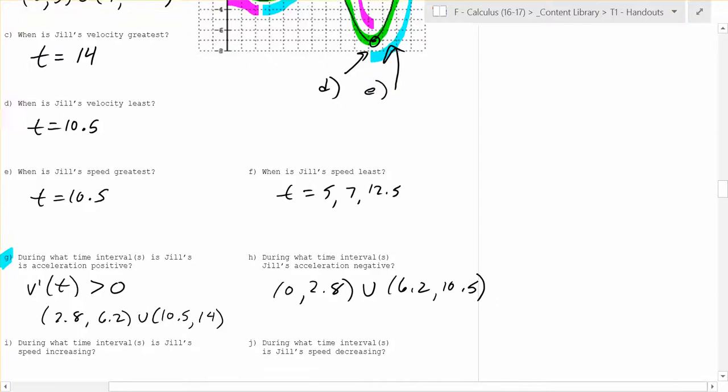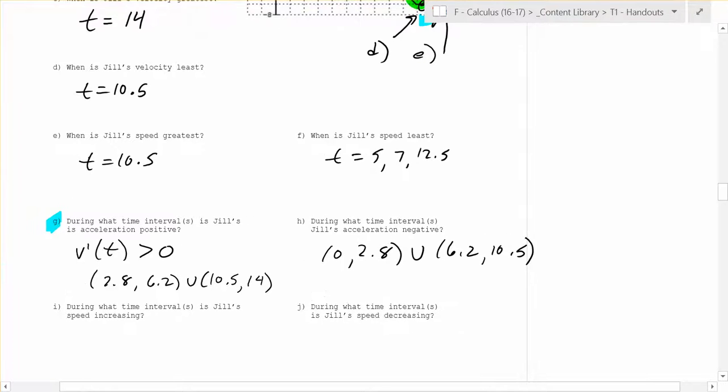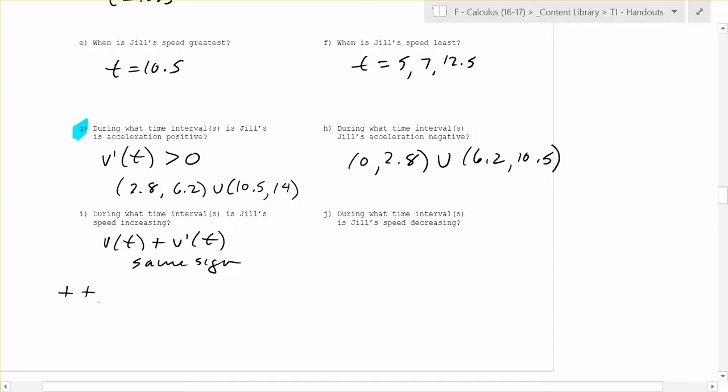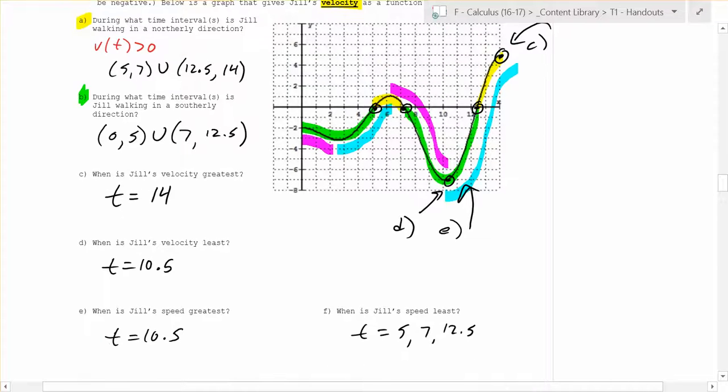Good? During what time intervals is Jill's speed increasing? What does speed increasing mean? That means that v of t and v prime of t have the same sign. So that's two cases: positive, positive, and negative, negative. And then when is it decreasing? That's when v of t and v prime of t have different signs: negative, positive, and positive, negative. So you're looking for same sign and negatives.